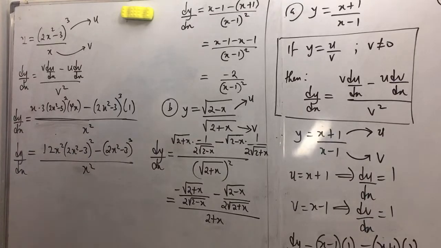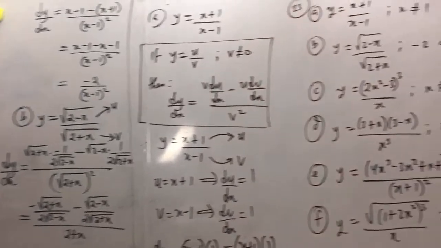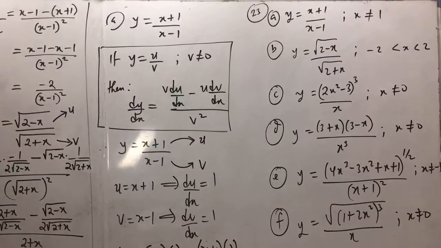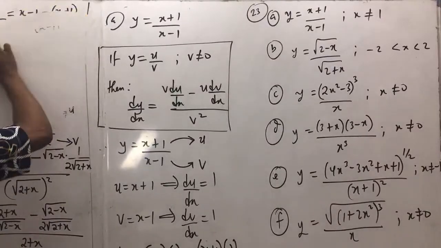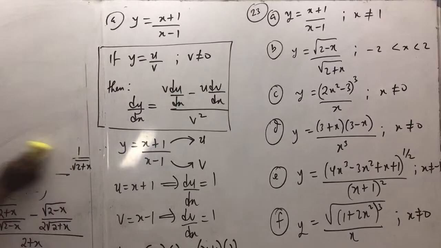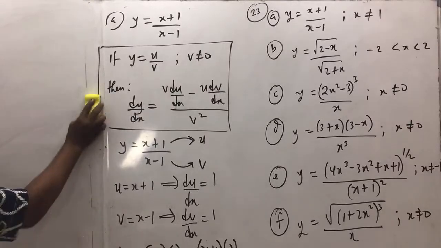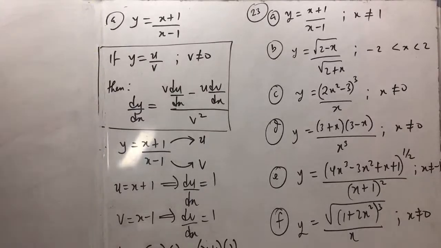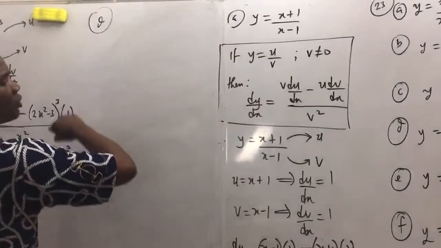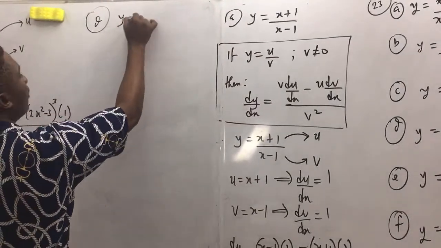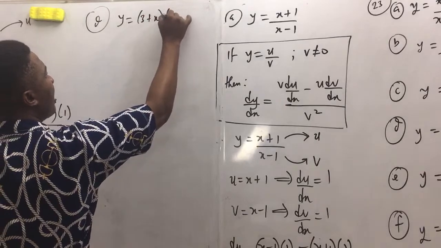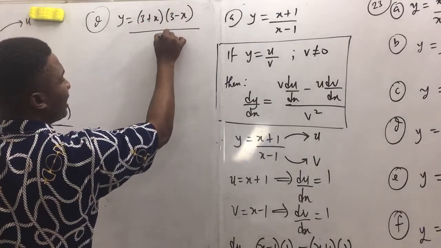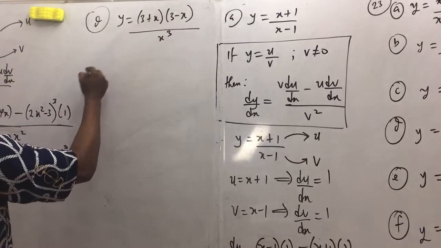So now that was question number C, 23C. Let's quickly move over to question number 23D. Now please, I would love you to go over these problems again and again. They would really help. The solution procedures will really help us. So let's look at 23D: y equals (3 plus x)(3 minus x) all over x cubed. So quotient rule again will come in handy.